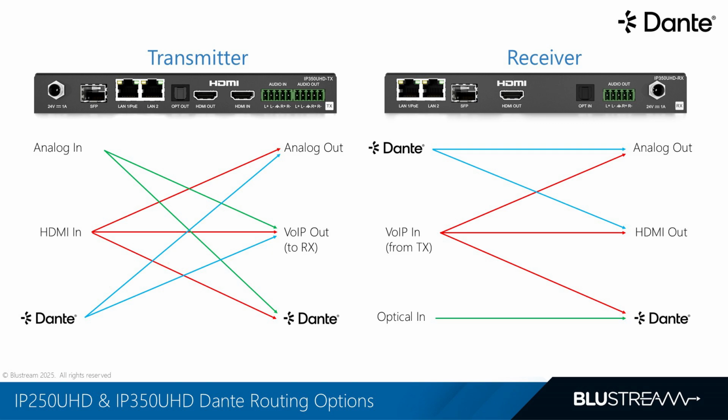And finally, let's talk about that optical input on the IP350 receiver. This input allows you to connect directly to the display's optical output, capturing a 2-channel audio stream from the TV itself. This is ideal in scenarios where the display is running local content like streaming apps or over-the-air Freeview channels, independent of the AV over IP system.